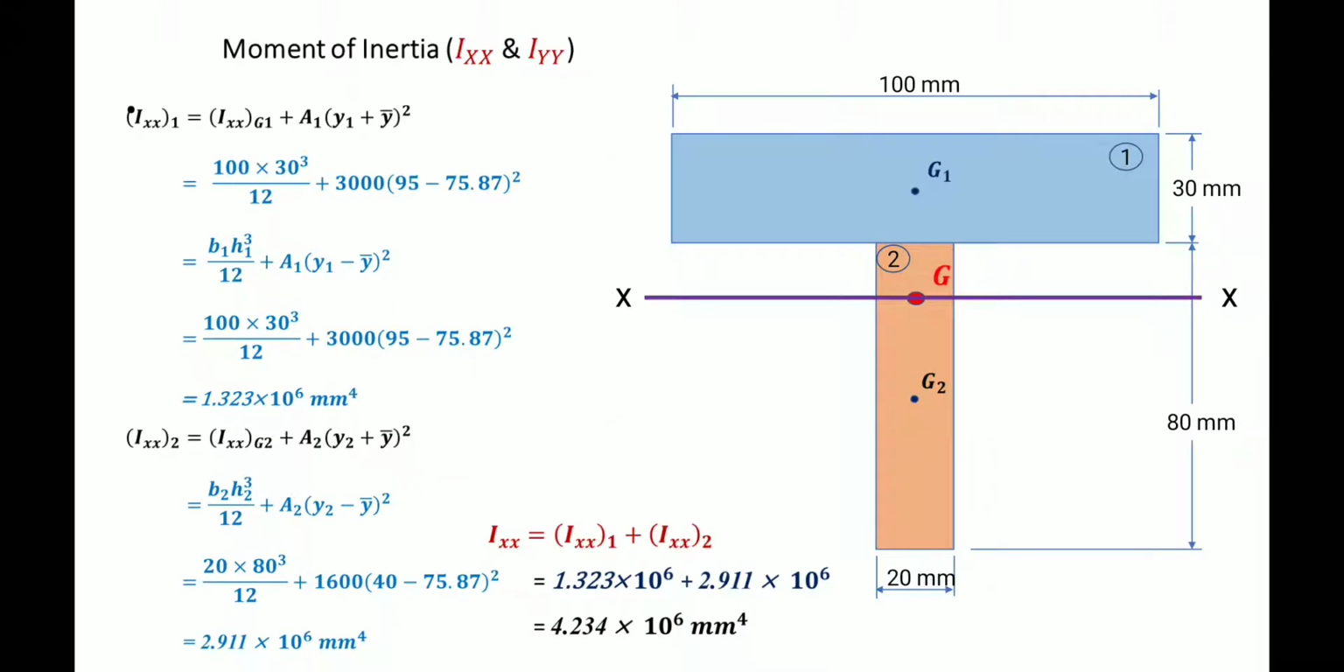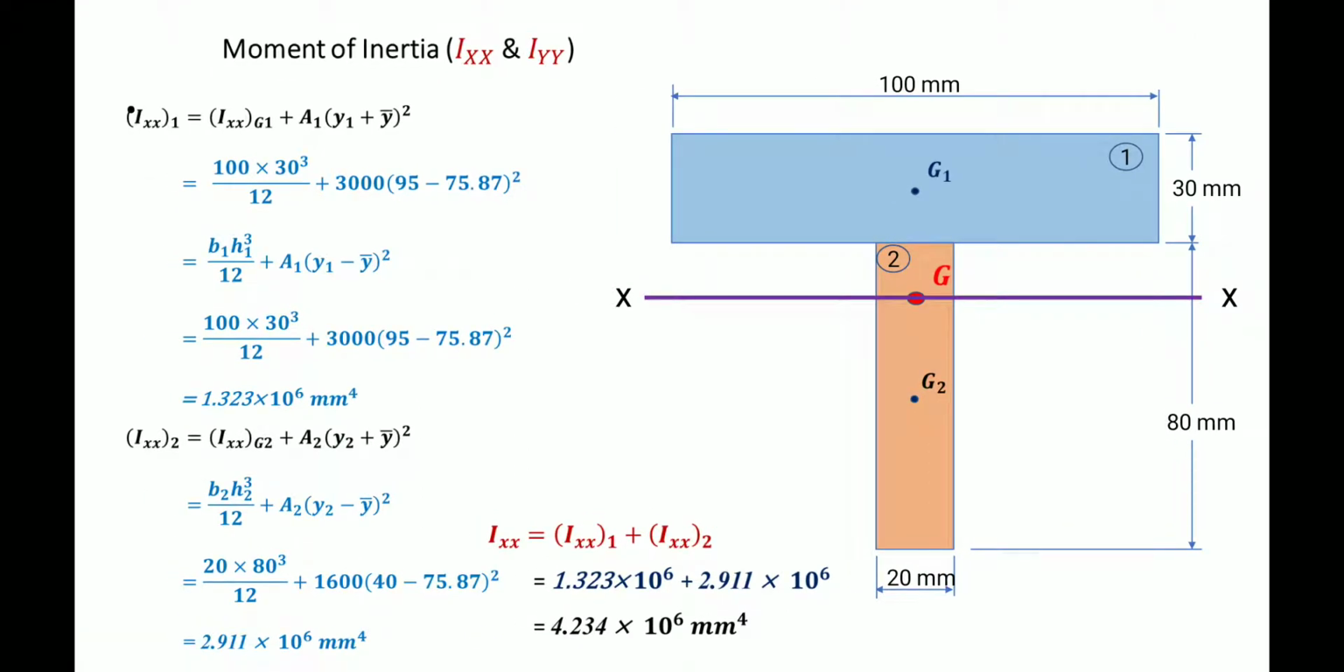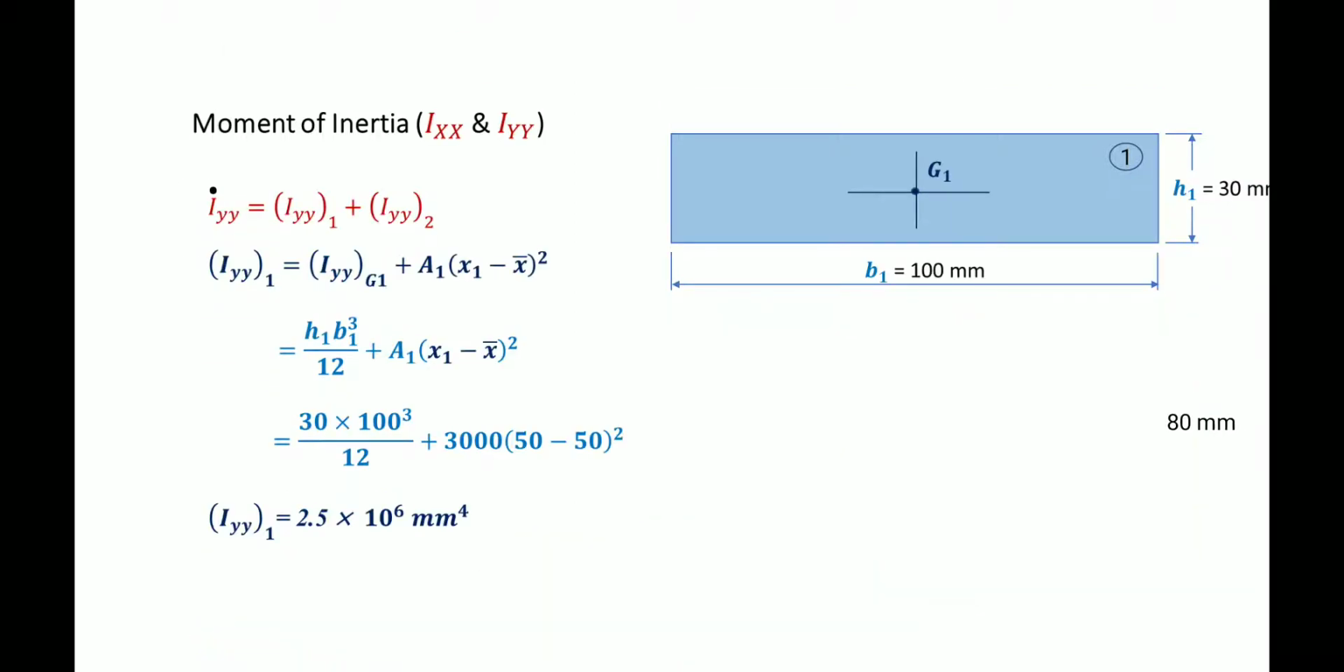Next we have to add the two values. Ixx1 we found, base into h cube by 12 plus this value. Ixx2 for the second section we got similarly. So we just have to add Ixx1 plus Ixx2, and this is the answer. So we will get the Ixx value. First we find the moment of inertia about the horizontal centroidal axis Ixx. Then we go to calculate Iyy.